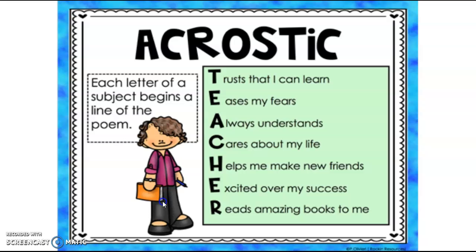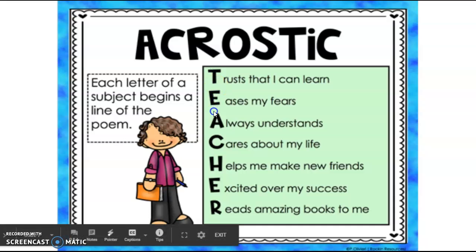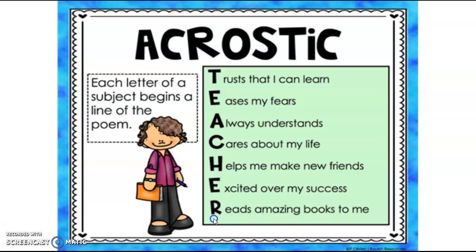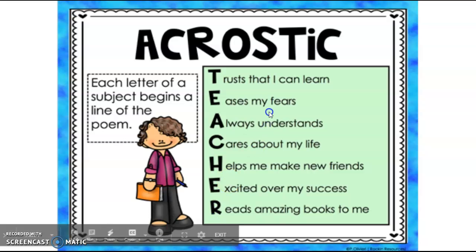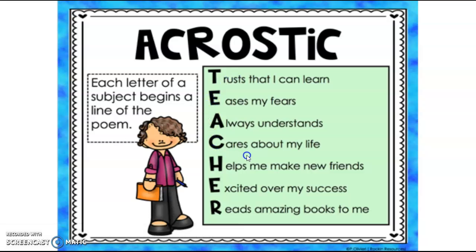So you are going to take your name, your first name, and write the letters going down. And I'll show you how to do that. And then you're going to give me at least one word for each letter of your name. You can do a whole line like this if you would like, but if you're unable to do that, I will accept just one word that represents you.